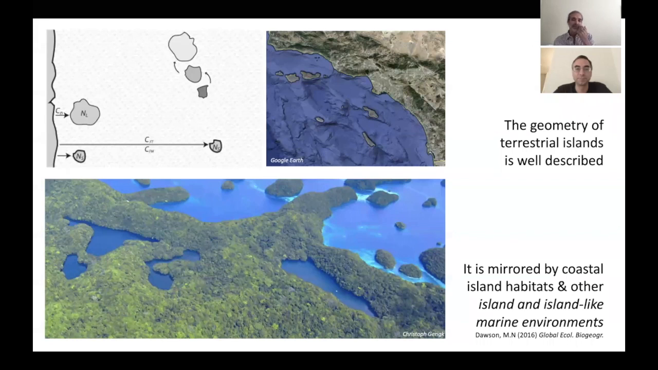The geometry of terrestrial islands is well described, with features such as colonization distance, island area, and topographical complexity influencing patterns of diversity. In marine lakes, it may be more challenging to identify parallel processes and characterize their impact on marine diversity. We therefore begin by modeling the physical exchanges between marine lakes and the open ocean.